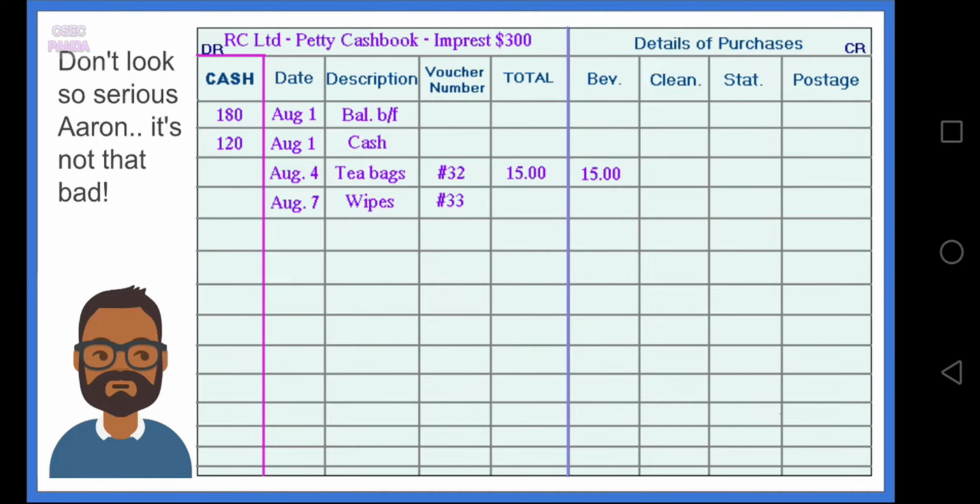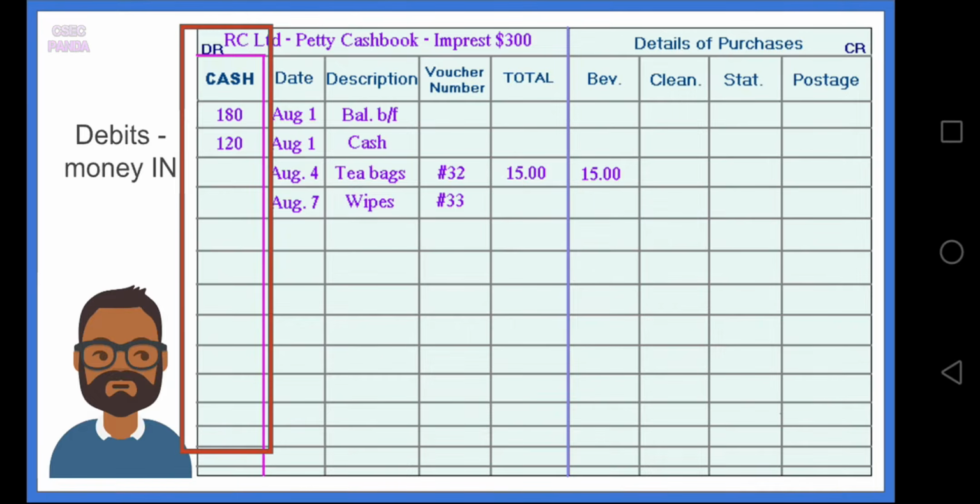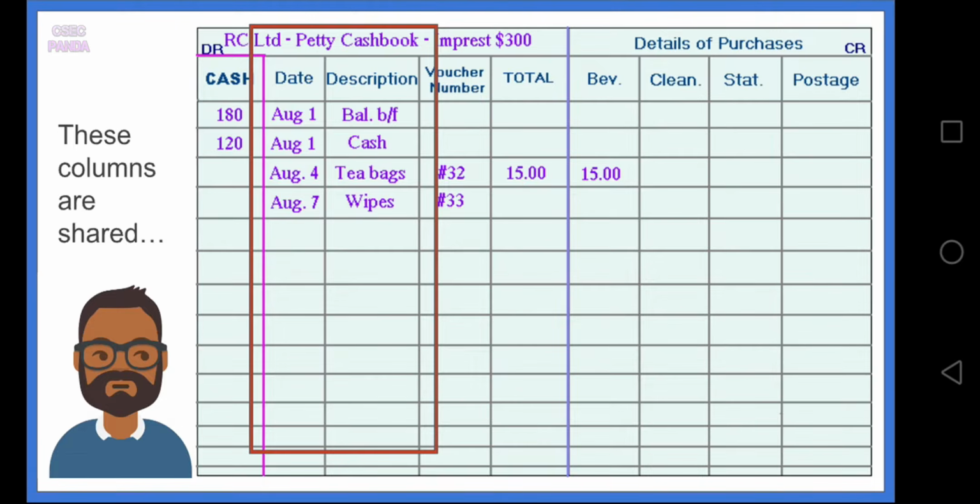Alright, so if you're looking at this, you see that this looks kind of complicated. There are a number of columns on it, but I promise you that it's not actually that complex. Like any cash book, it has a debit side and a credit side. The debit side is on the left, the credit side is on the right. In this book, debits means when money comes in, so that's recorded in this slim little column here, cash in. That's the debit side. Then you see there's date and description. These columns are shared by both sides of the book.